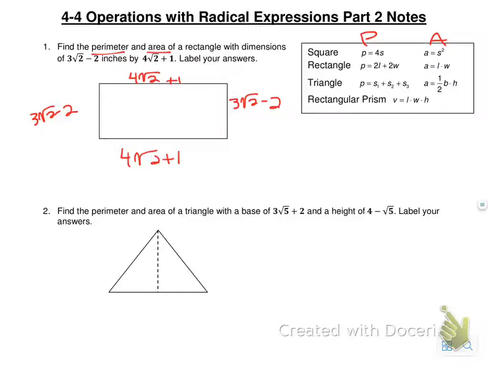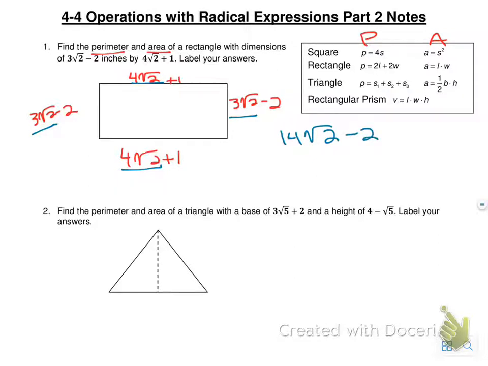So if I have 4 root 2 and 4 root 2, and 3 root 2 and 3 root 2, so 4 plus 4 is 8, plus 3 is 14. So the answer here is 14 root 2. Then negative 2 and negative 2 and plus 1 is negative 2.